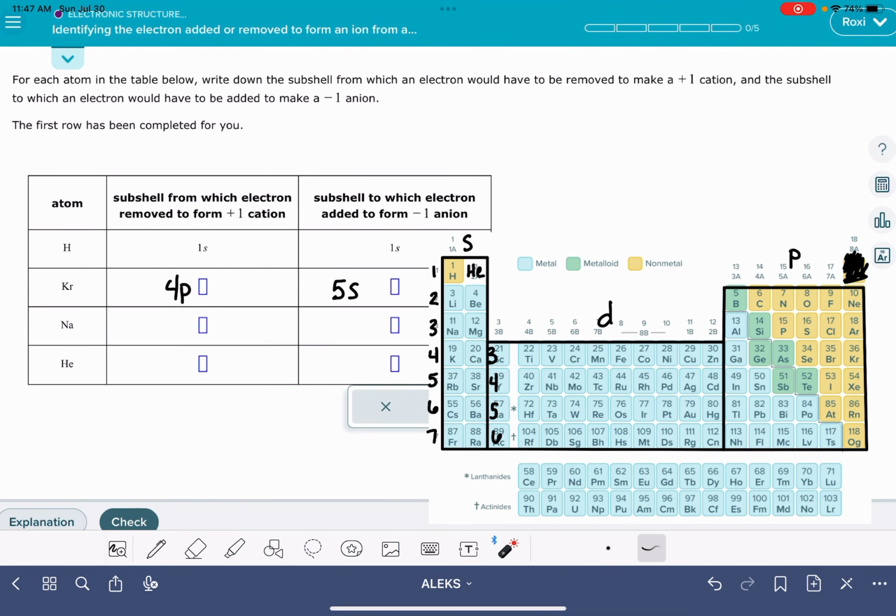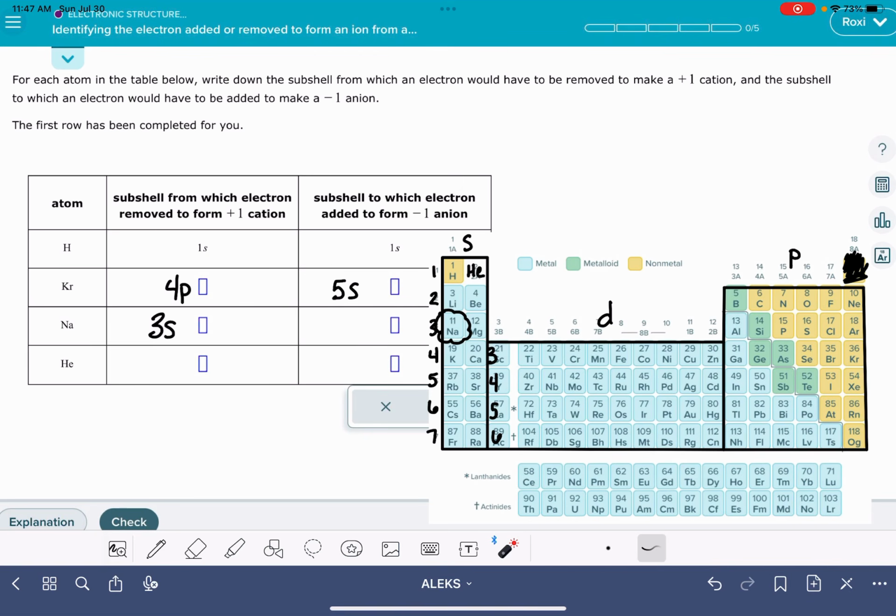Let's try this again. For our second element, we have sodium right there. And again, the first question is, from which subshell would that first electron be removed if we were forming a cation? The last electron that we added, that electron number 11, is going to be the first one that would be removed if it formed a positive ion. This electron is located in 3s.